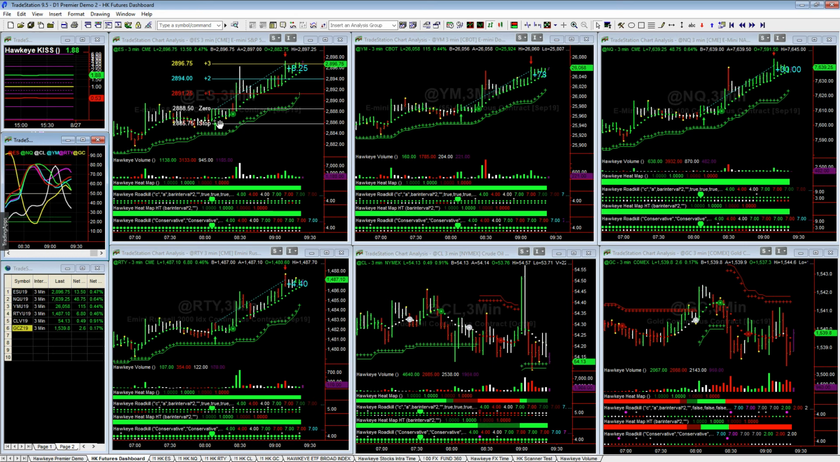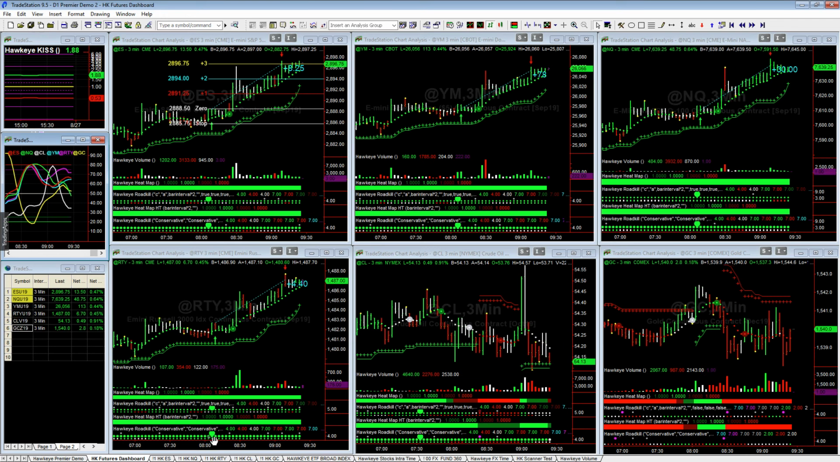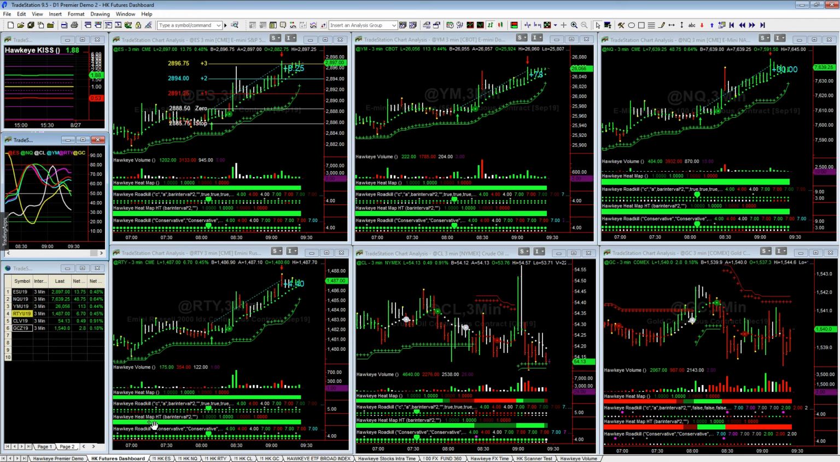In this particular case, the S&P, the Dow, the NASDAQ, and the Russell all gave me a confirmed double dot buy signal in a continuation of the longer term trend. All of the longer term trends were bullish and long, so that gave me really high confidence to take this trade.